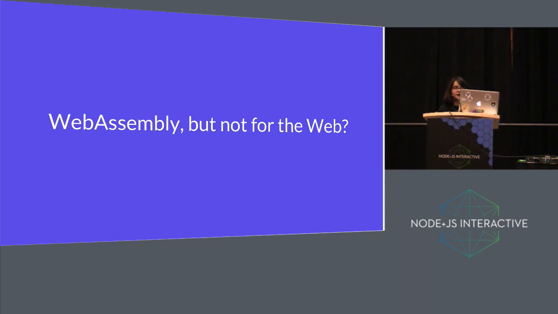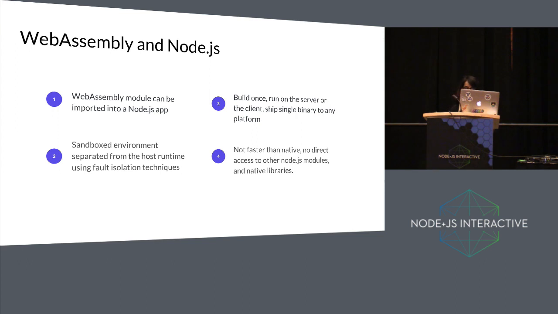So even though one of the primary goals of WebAssembly is to bring a new class of applications to the web, it doesn't make any web-specific assumptions or provide web-specific features. So the core specification itself can be embedded in many different environments. So what about WebAssembly and Node.js? WebAssembly modules can be imported into a Node.js app, exposing WASM functions for use via JavaScript.